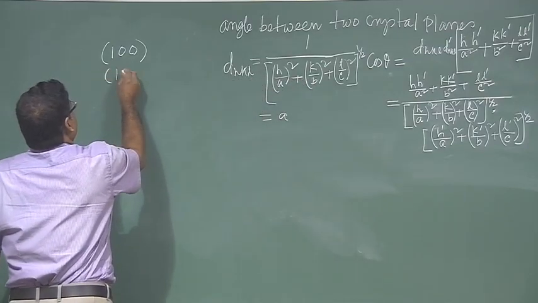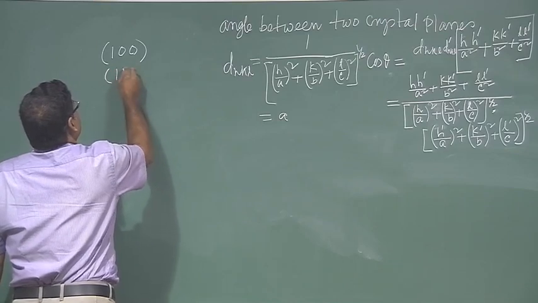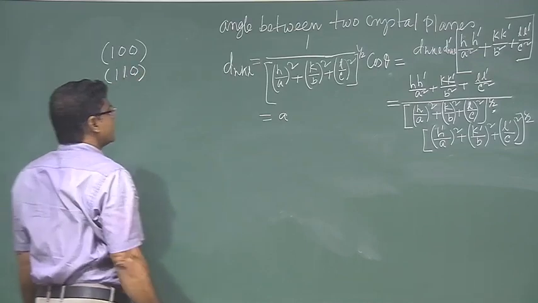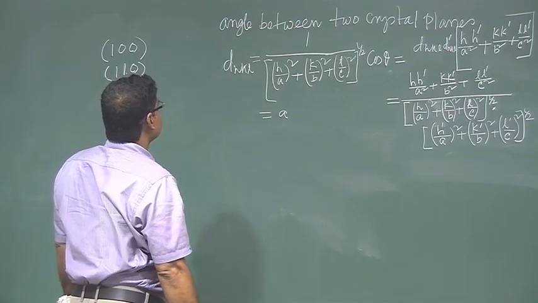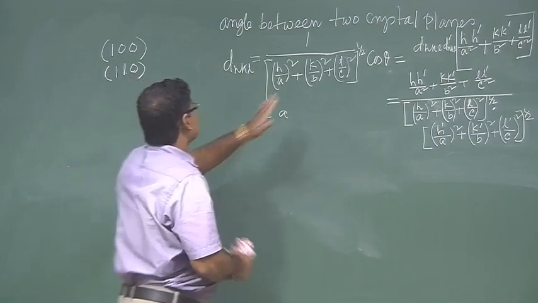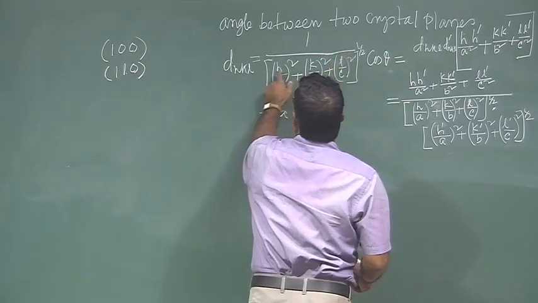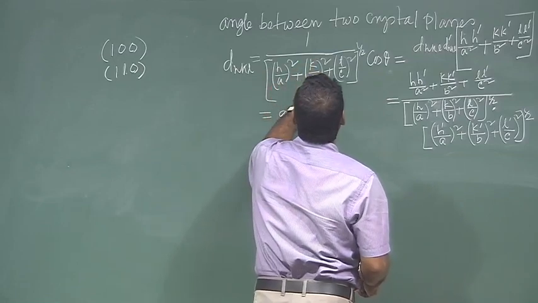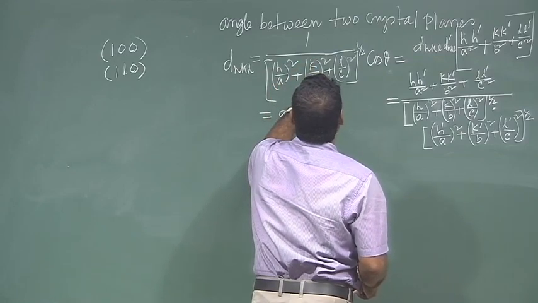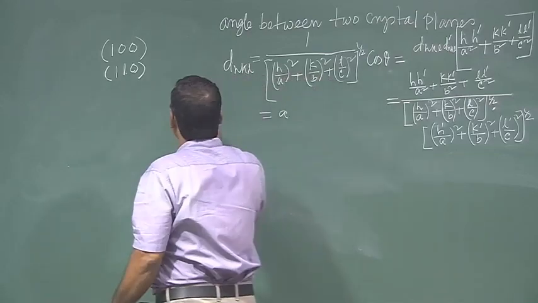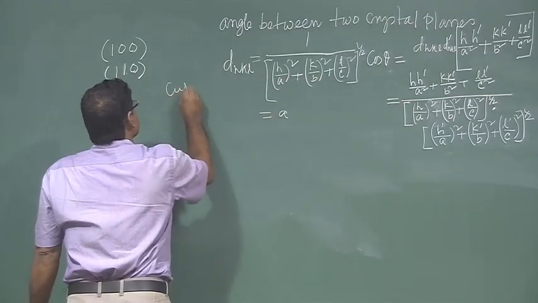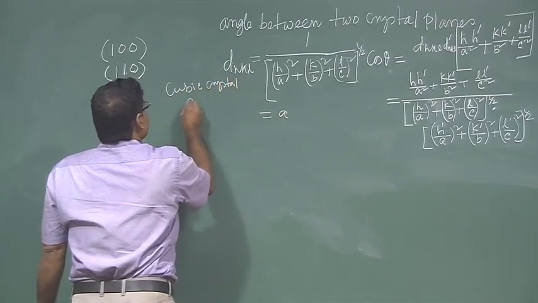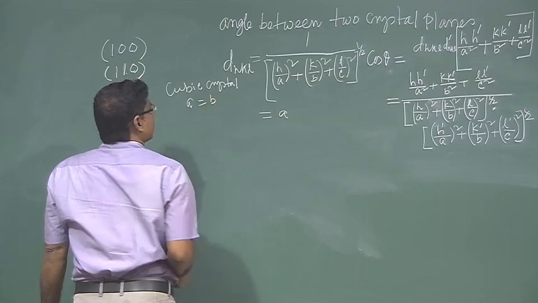And say 1 1 0, what will be the value? This will be 0, this 1 by a square plus 1 by b square, right. Now, in case of a cubic crystal, a equal to b, right.